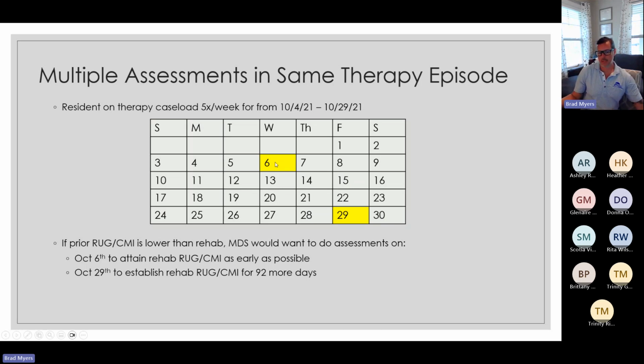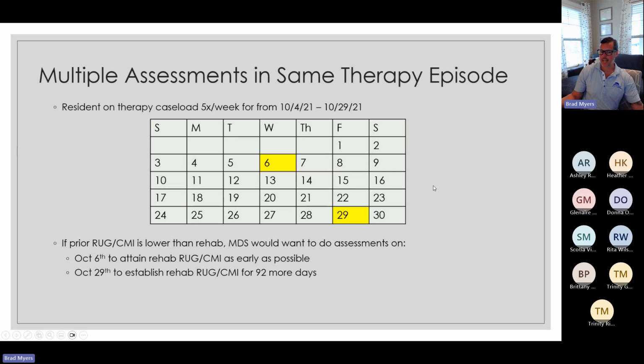another assessment 92 days from this 6. If they were to do another assessment, again, optional, but if they were to do another assessment on October 29th, the day that the resident discharges off of therapy, to reset that 92-day clock, it's going to give them more days at that rehab rug.